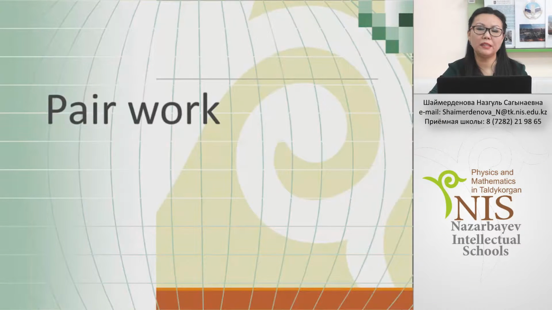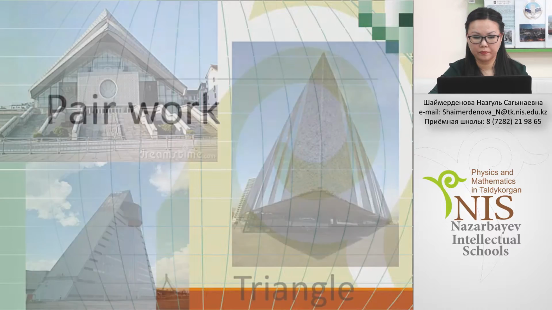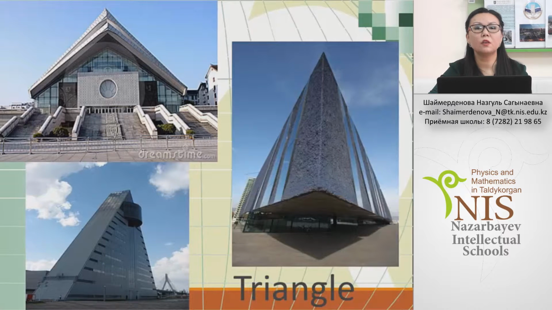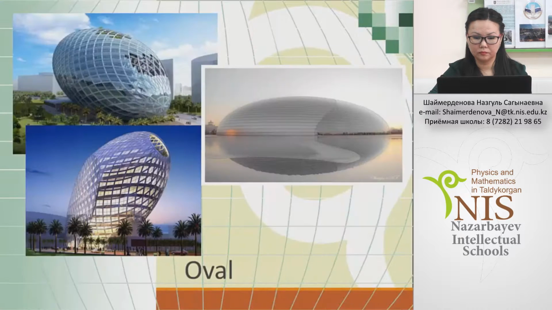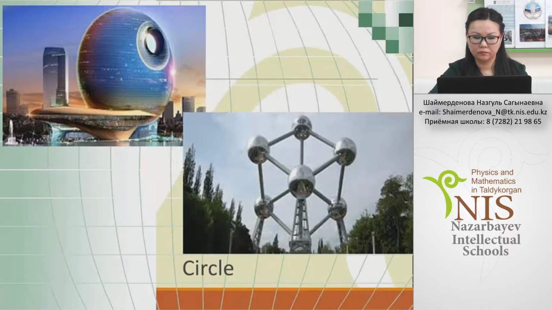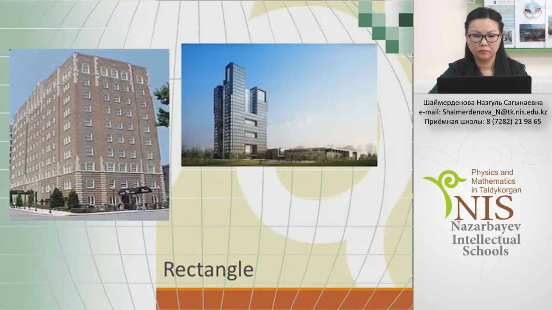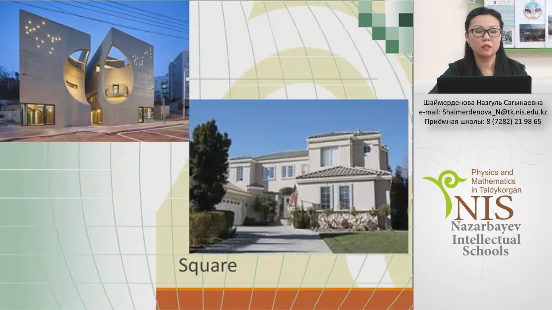In order to provide peer teaching and learning of the target language, I divided my learners into pairs and showed the following flashcards. The flashcards of triangle buildings, the flashcards of oval buildings, the flashcards of circle buildings, the flashcards of rectangle buildings, and finally the flashcards of square buildings. And now let's see how they work in pairs.